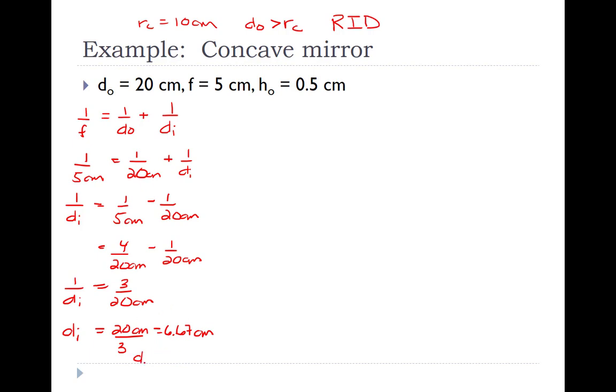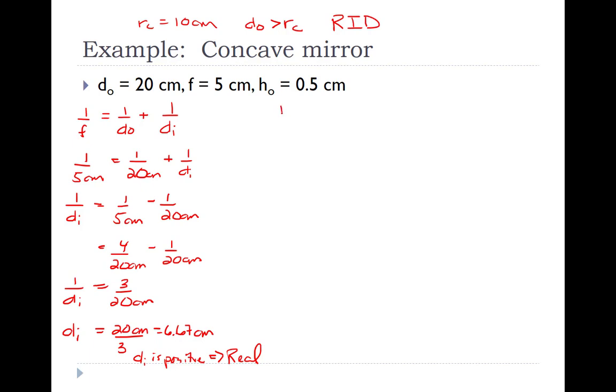I see that DI is positive. By the sign conventions, positive image distances result from real images. So this image is real.